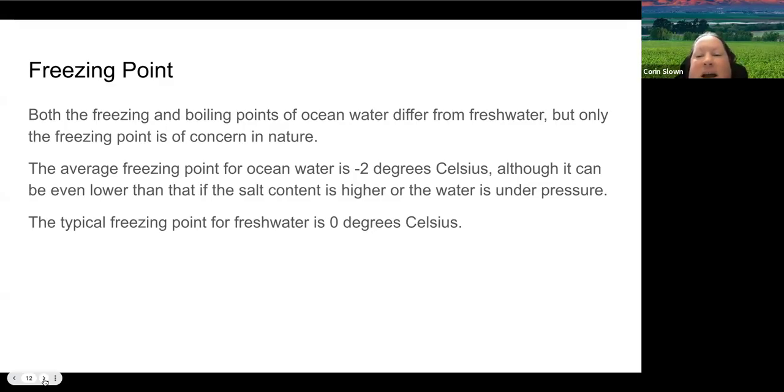Although, right, if it's under pressure, so if the salt content is higher or if you're deeper in the ocean, then it can have a slightly different value. Whereas the typical freezing point for freshwater is 0 degrees Celsius. So you could also measure how quickly or easily that water freezes.